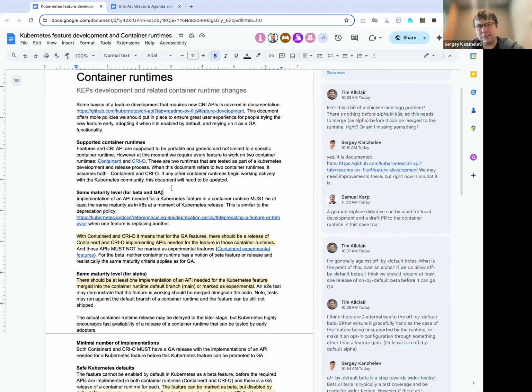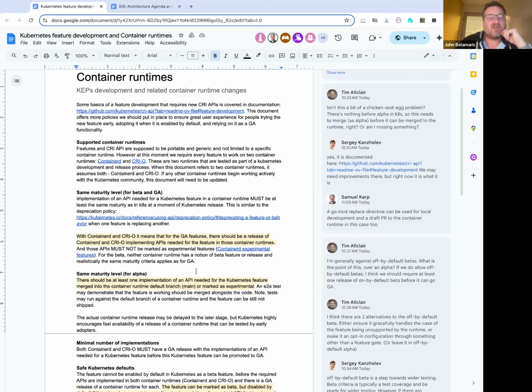So it should be the same thing. Same maturity level. I mean, we extended this now for the development of new features. So if you want to ship a GA feature gate in Kubernetes, there should be a GA build of Containerd and CRI-O. And we require both to have the implementation completed. For beta, since neither Containerd nor CRI-O has a notion of beta, we do say that they still need to have a stable release. If at any point CRI-O or Containerd decide to have beta features, then we can talk about it. But right now there is no such thing. So to ship beta of a Kubernetes feature, you need to have a stable build of Containerd and CRI-O, and both should be implemented.